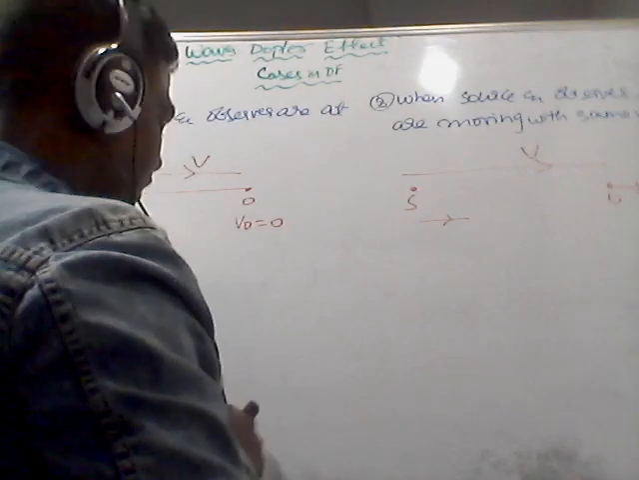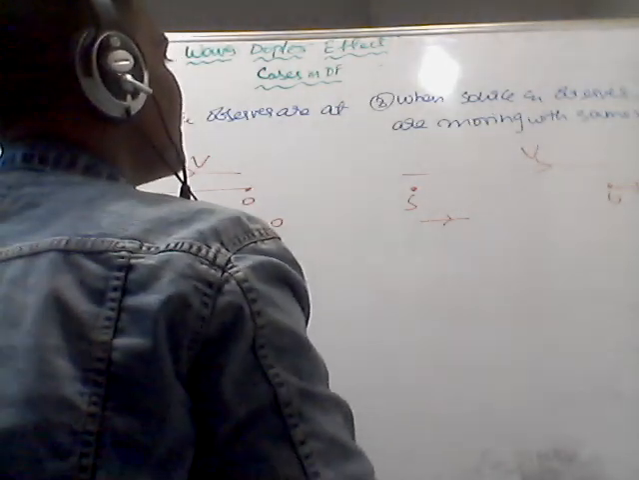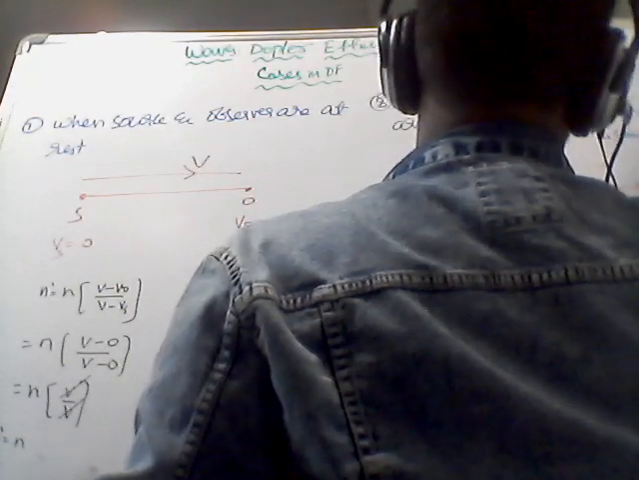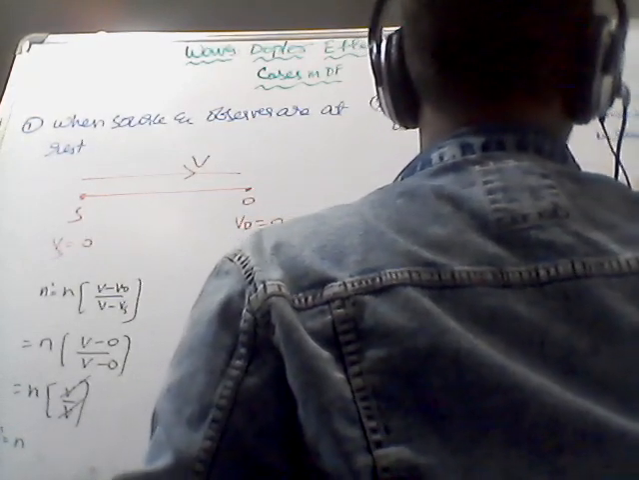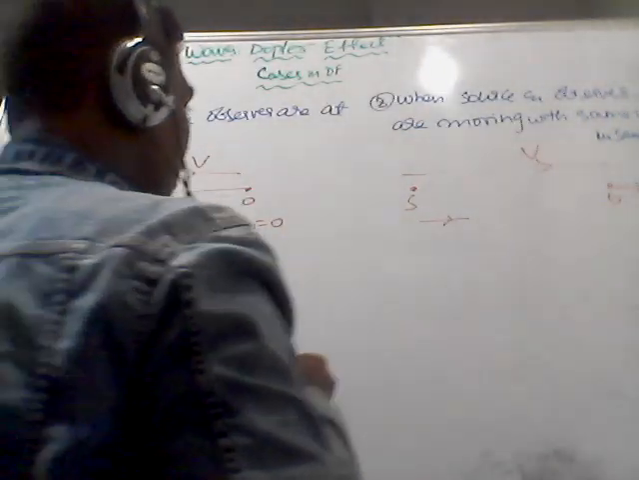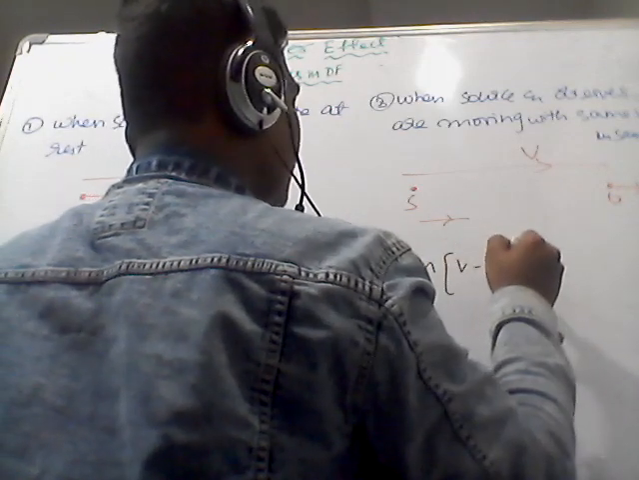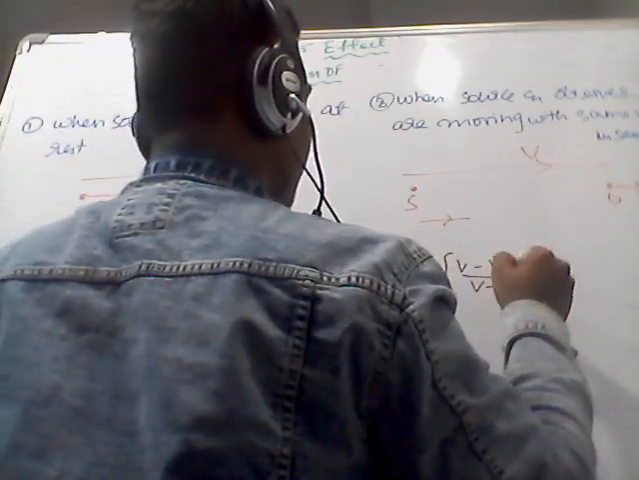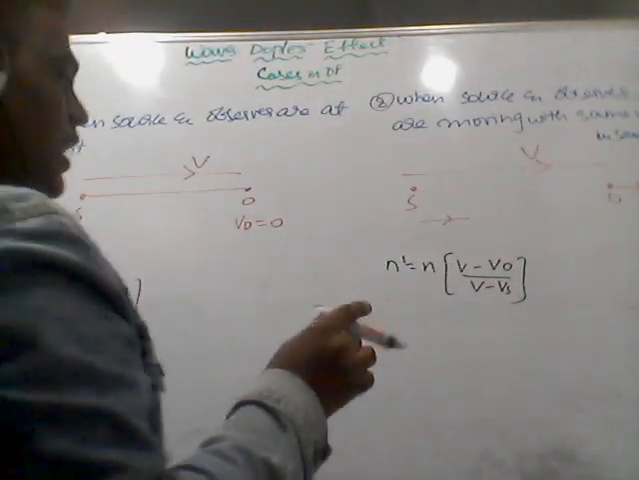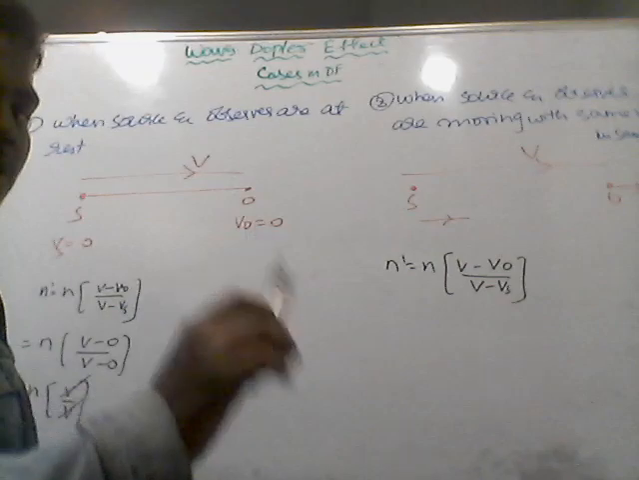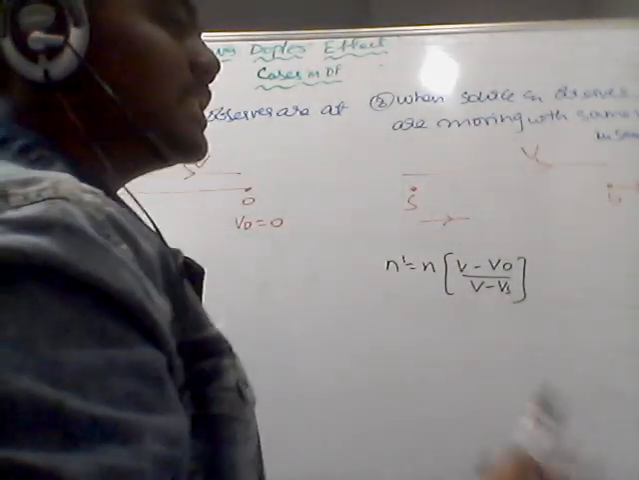So let me modify the case. Source and observer are moving with the same velocity in the same direction. Now n dash is equals to n into v minus v naught by v minus vs. Correct? This is the formula. Now here v naught and vs are same. Velocity of the observer as well as the source is same.